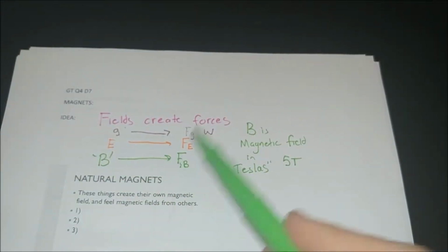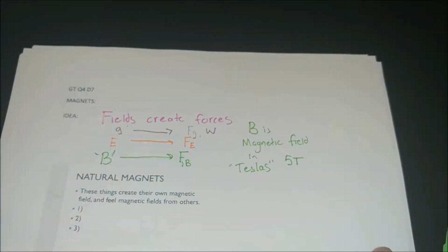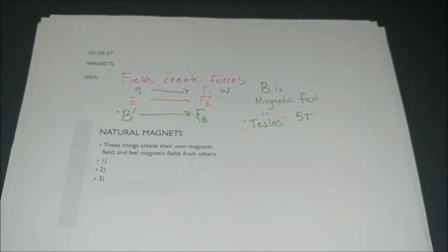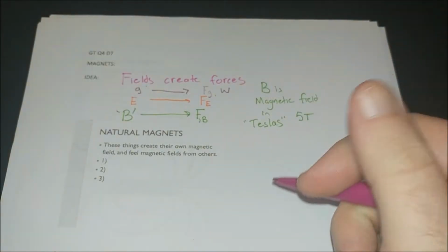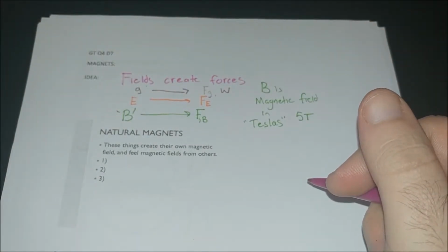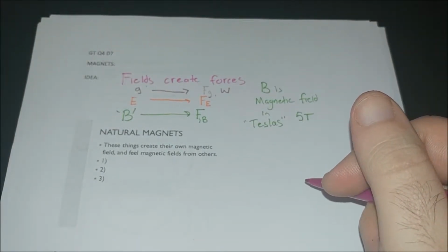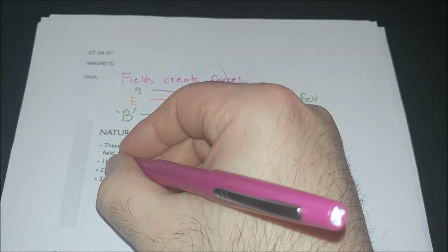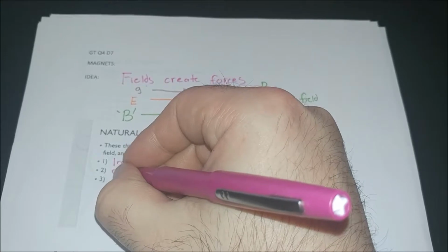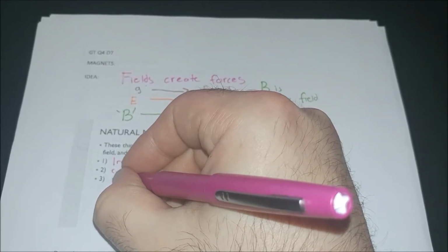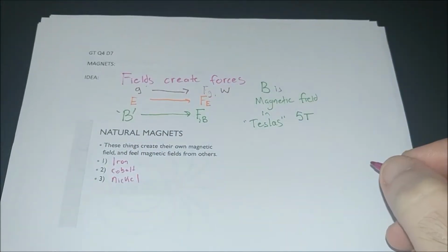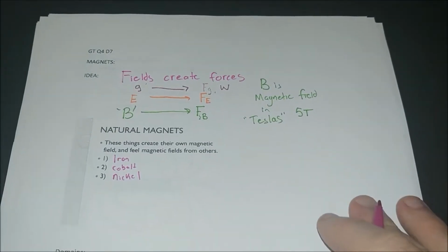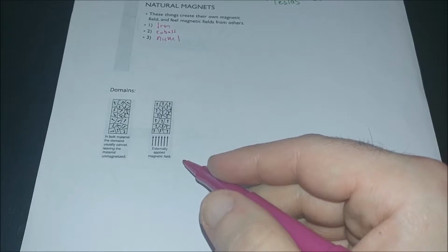Now, when it comes to natural magnets, there are only 3 elements that can become magnetic naturally. That means there are only 3 materials which can make these fields naturally. That is iron, cobalt, and nickel. In these 3 elements, something very special can occur. And that's what you're going to learn about here with domains.